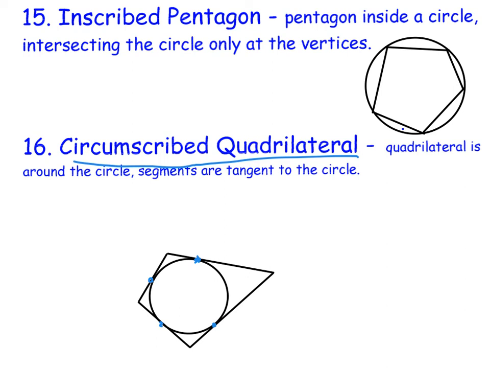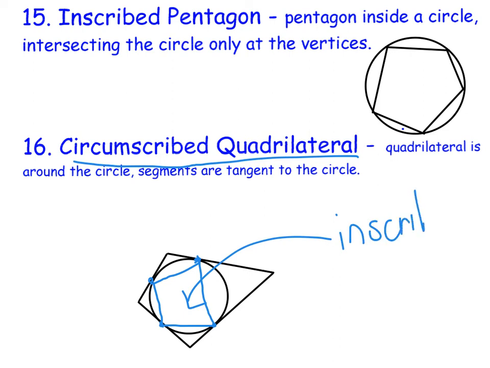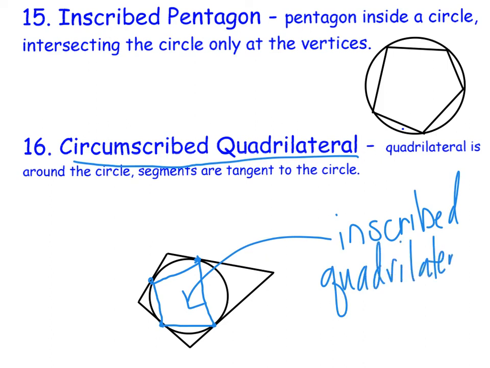Now you could also have an inscribed quadrilateral. That would look like this. If we take these points of tangency and draw a quadrilateral inside, this one would be an inscribed quadrilateral. All right, that finishes up our introduction to circles, and we will have some practice problems, so leave some room at the bottom of your paper for those.